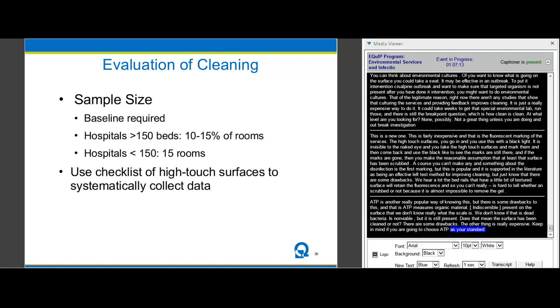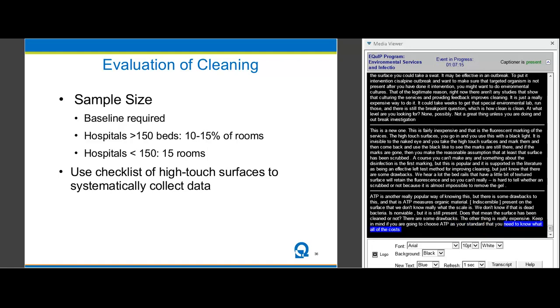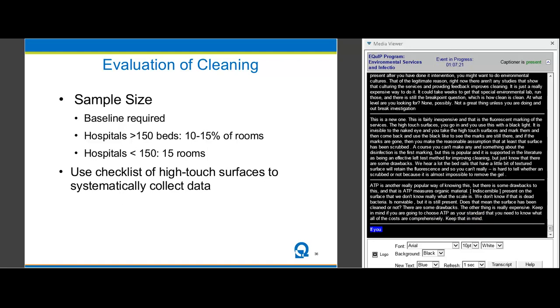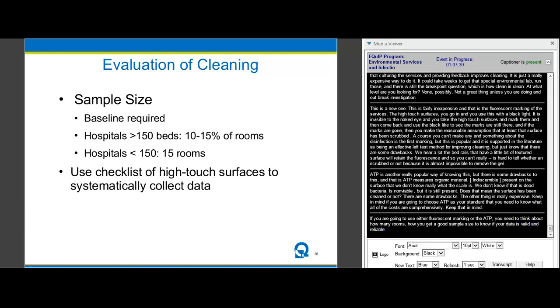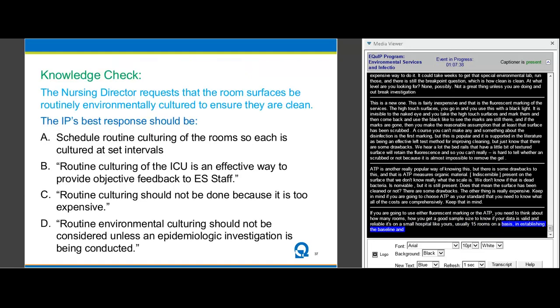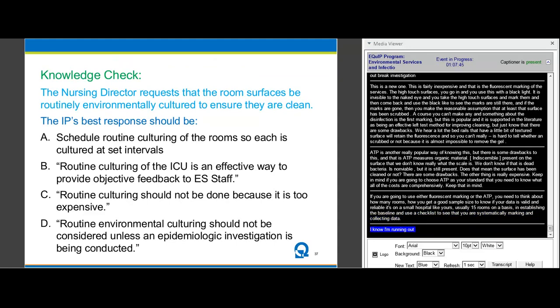If you are going to use either fluorescent marking or the ATP, you need to think about how many rooms, how do you get a good sample size to know if your data are valid and reliable. And so in a small hospital like yours, you need to do at least 15 rooms on a regular basis. You establish a baseline, and then use a checklist to make sure that you're really systematically marking and collecting data. I know we're running out of time, so I'm just going to kind of go over these. Christy, our producer, you can pull it up, but I think what we may do is just move forward so we can get through the rest of this.